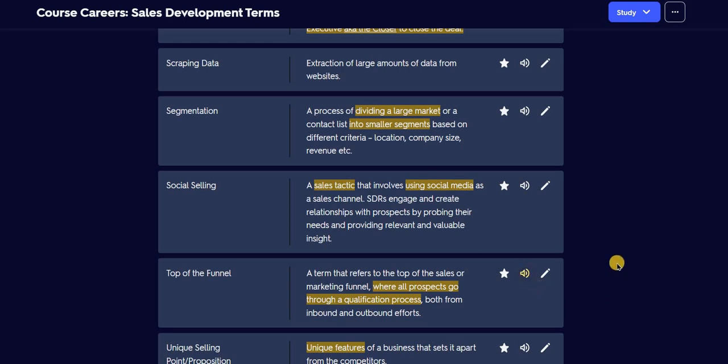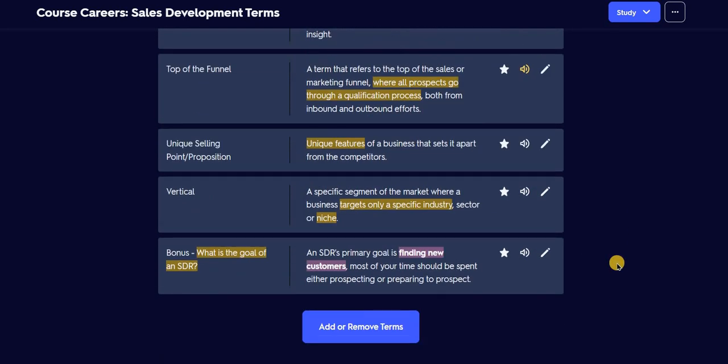Top of the funnel, a term that refers to the top of the sales or marketing funnel, where all prospects go through a qualification process, both from inbound and outbound efforts. Unique selling point proposition, unique features of a business that sets it apart from the competitors. Vertical, a specific segment of the market where a business targets only a specific industry, sector, or niche.